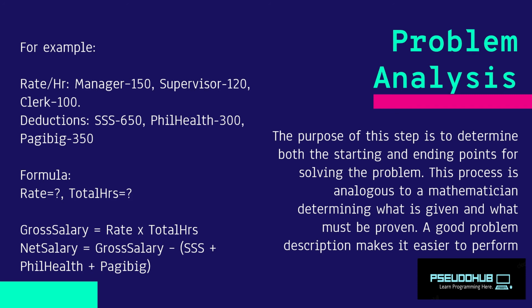For example, ang based dito sa problem previously, makaingon ta nga ang mga given data kay katong rate per hour. For example, if ang role is manager, ang rate is 150. Pag supervisor, ang rate is 120. Pag clerk, ang rate is 100. And then we also have given data. For example, ang deductions kay SSS 650, PhilHealth 300, Pag-ibig 350.